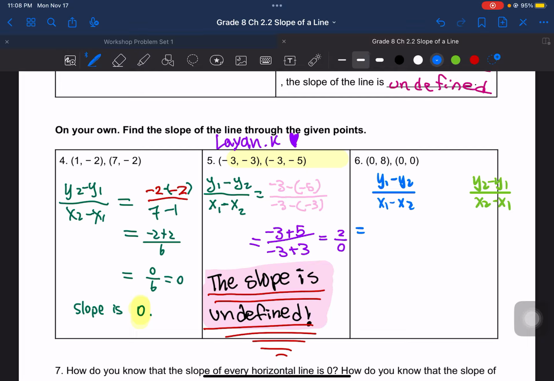So let's see. If we do the first one, y1 minus y2, so 8 minus 0 over 0 minus 0. So we'll have 8 over 0. Since we have 0 as a denominator, the slope is undefined.